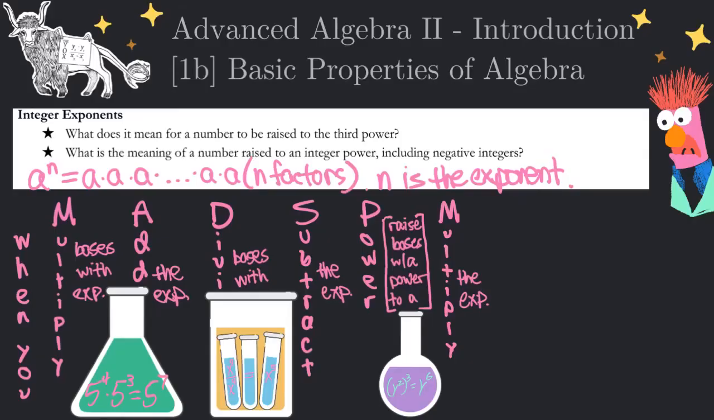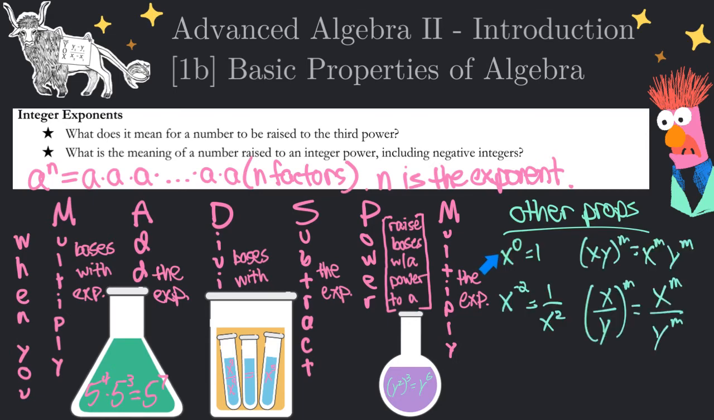Here are some other properties that are helpful to know. The first one is x to the 0 is equal to 1. This works for all real numbers except for 0. 0 to the 0 is a controversy. Because is it 0 or is it 1?